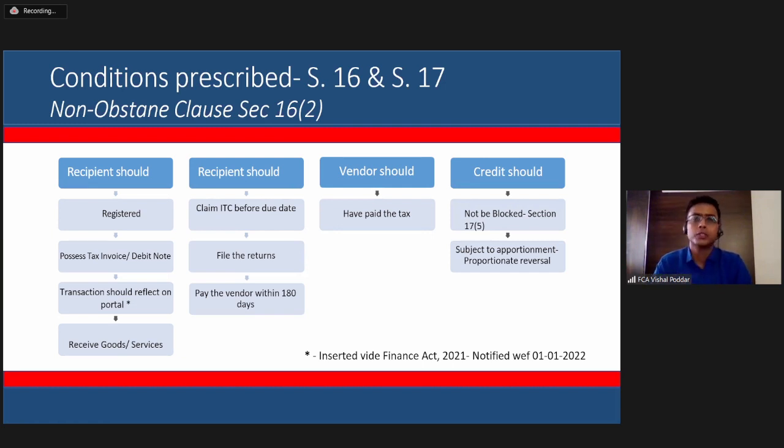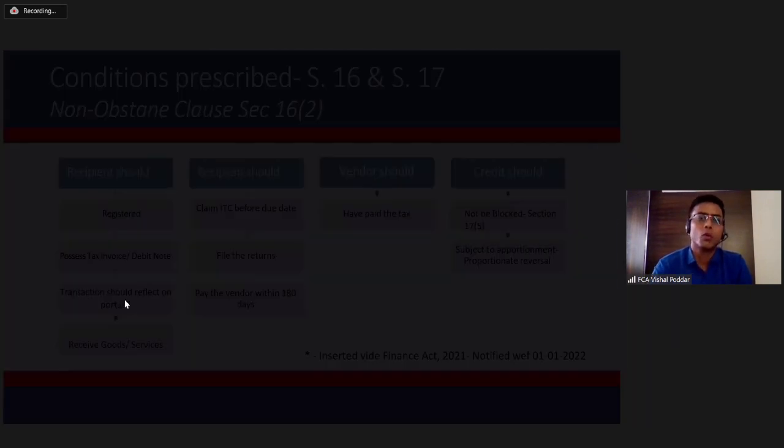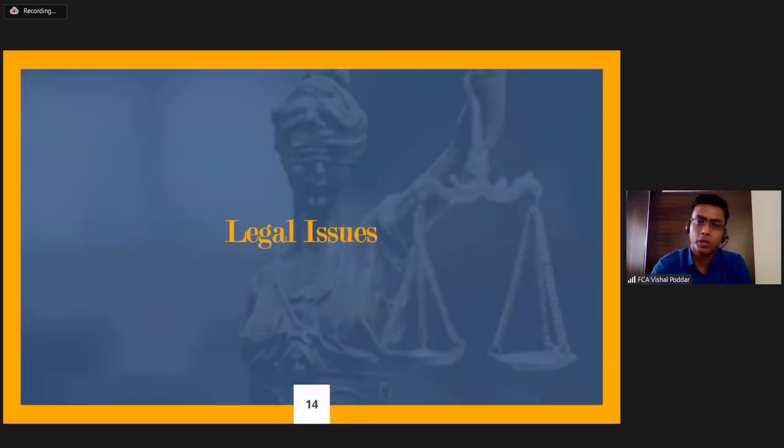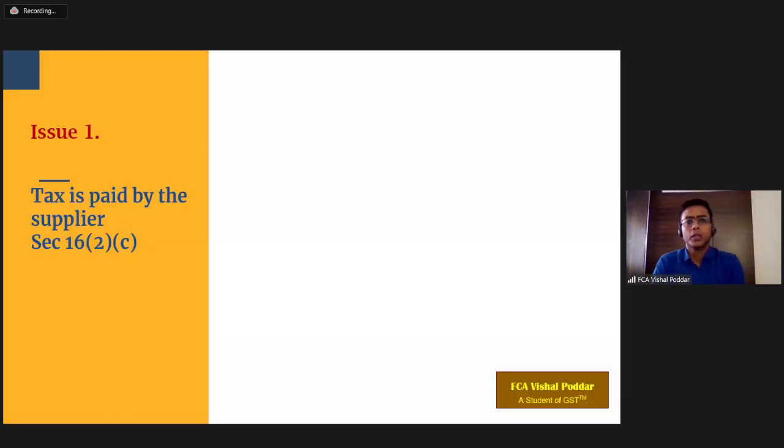Now, with these conditions as a backdrop and specifically this amendment, let us understand what the current critical issues in your ITC matter are and how you can handle them whenever you receive a notice or you go into litigation on any of these pointers. Now, the first point is section 16.2C, which requires that you will be eligible for ITC only when your vendor has deposited or paid the tax with the government. If your vendor fails to pay the tax, then you will be denied the ITC. This is the basic criteria of 16.2C.